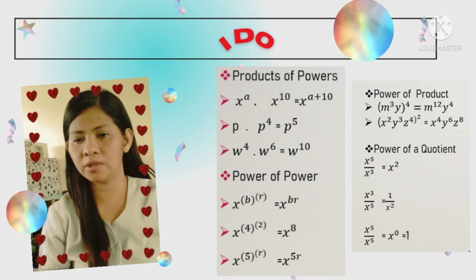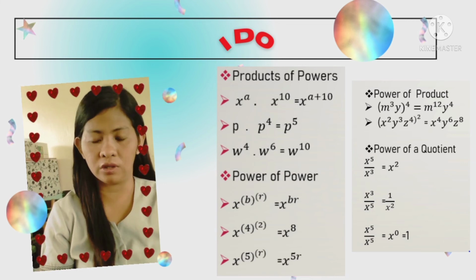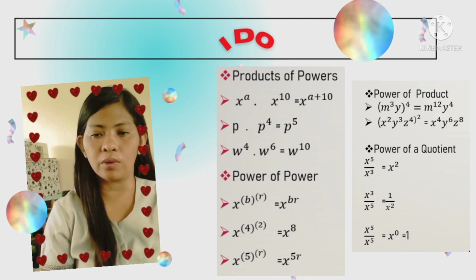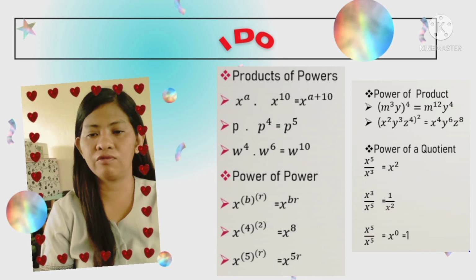Next problem is power of a product. In a power of a product, we will just multiply the exponent, but distribute the exponent to all the given terms in the equation. For example, in parentheses m raised to the 3rd power y, close parentheses raised to the 4th power. So m raised to the 3rd power times 4 is m raised to the 12th power. For y, understand the exponent is 1, so 1 times 4 is 4. So y raised to the 4th power.